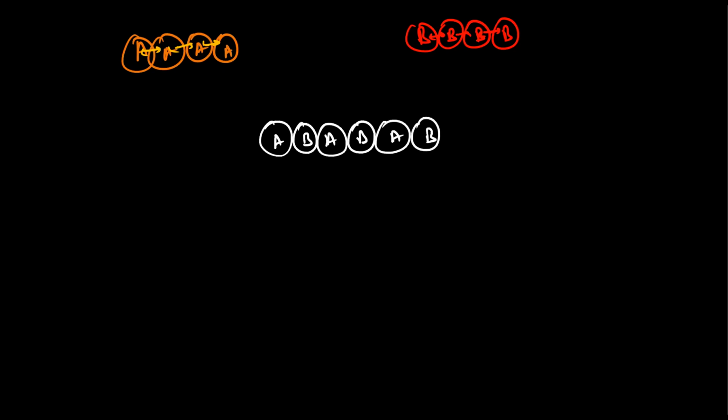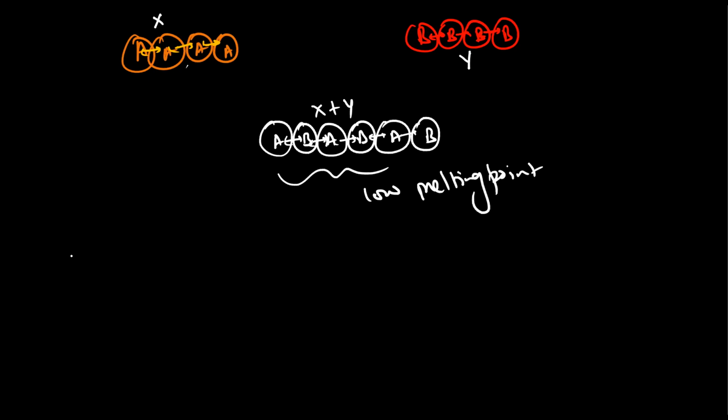Because of that, A and B will repel each other, because they don't like each other. So if there is a force of attraction X between A atoms and Y between B atoms, then here the force of attraction will be less than X plus Y. So we will simply say that this A and B alloy will have a low melting point. Examples are tin and lead.